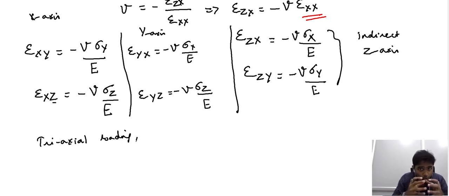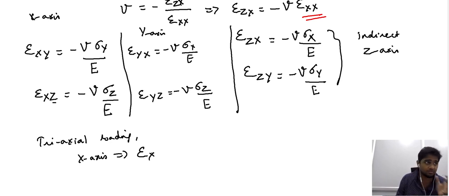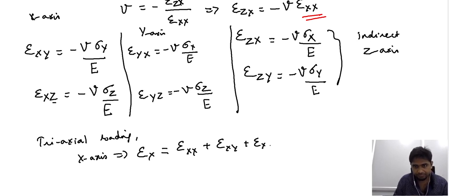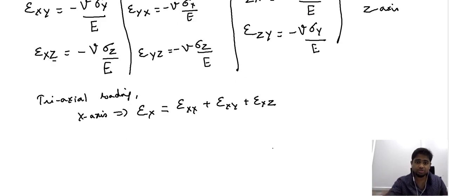Under triaxial loading, what is the total strain that we observe along the x-axis? So we want to know under triaxial loading what is the total strain that we want to quantify along the x-axis. This is the summation of the direct response along the x-axis and the indirect response along the x-axis. So for triaxial tensile loading, we want to quantify the overall strain along the x-axis. It is the combination of the direct response and also the indirect response.